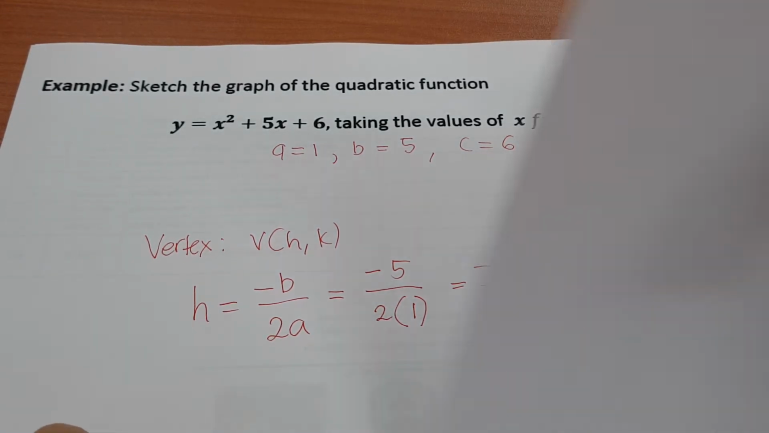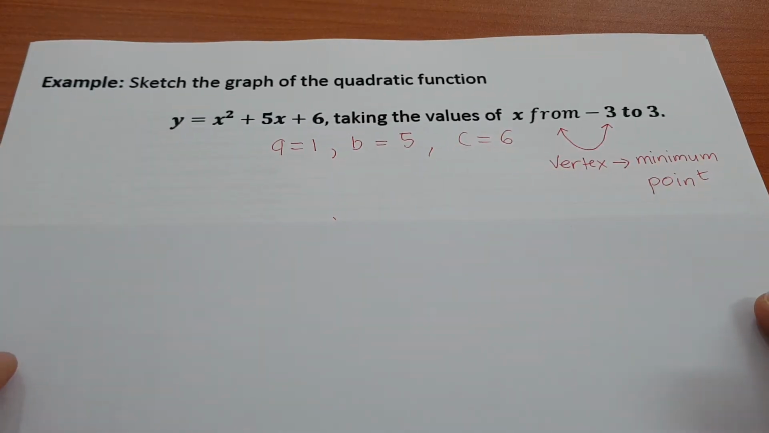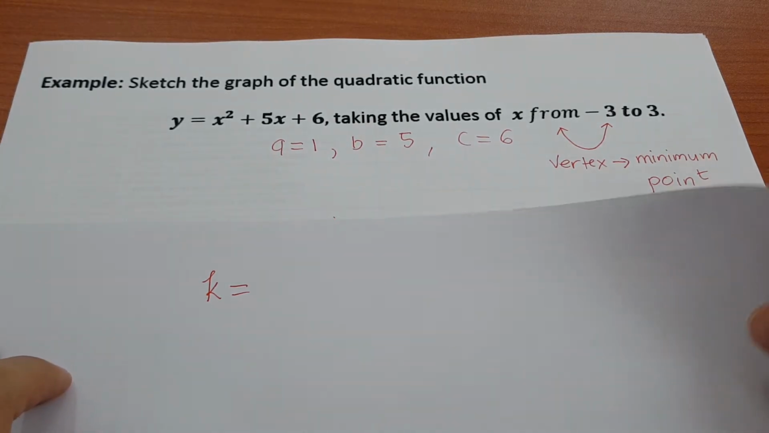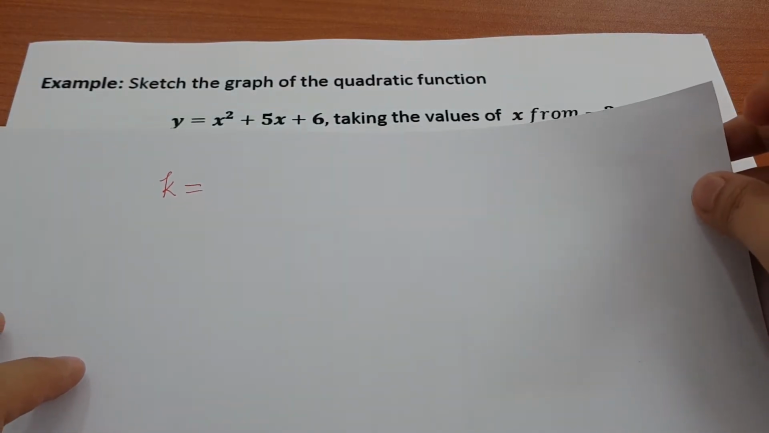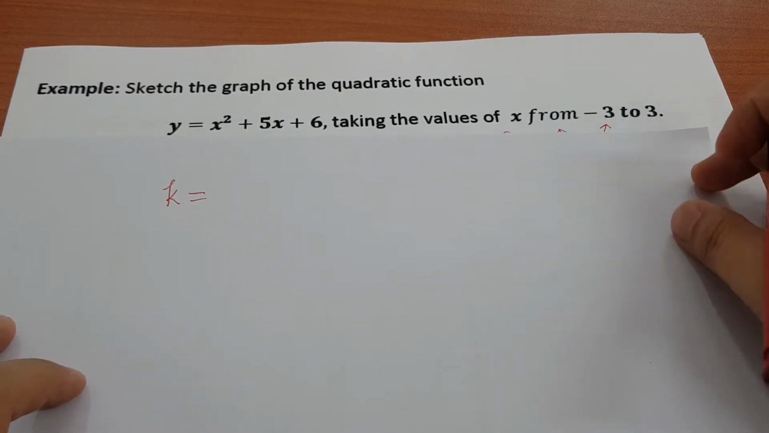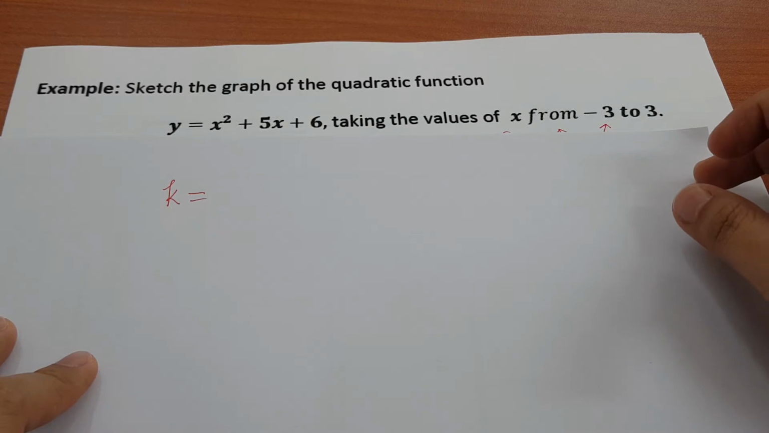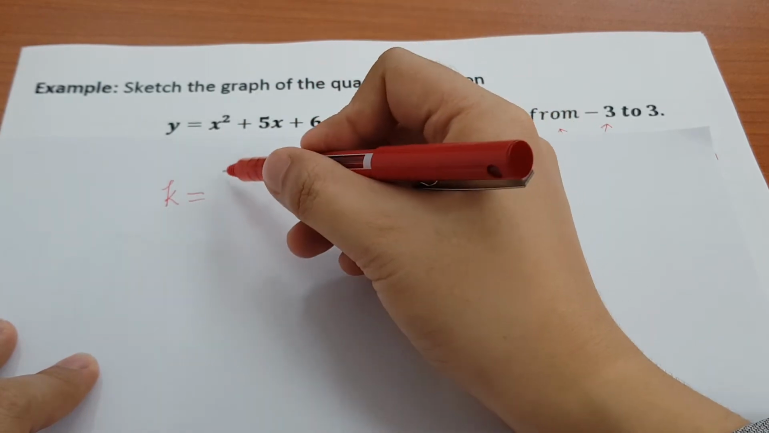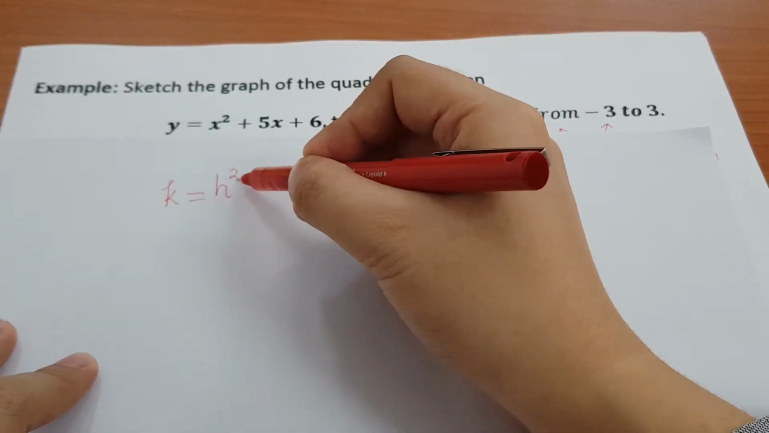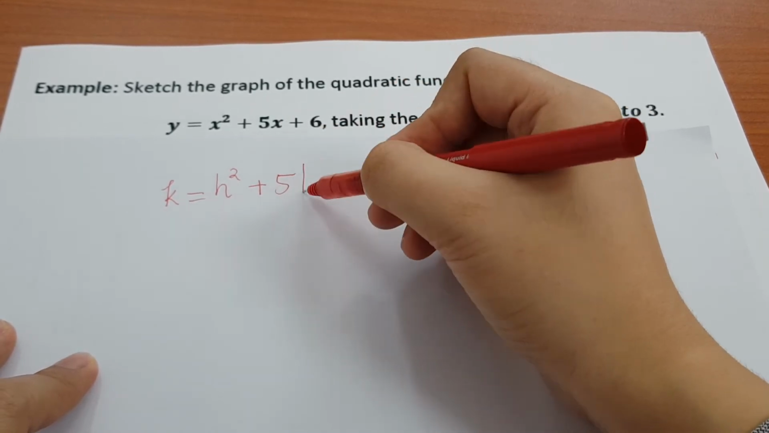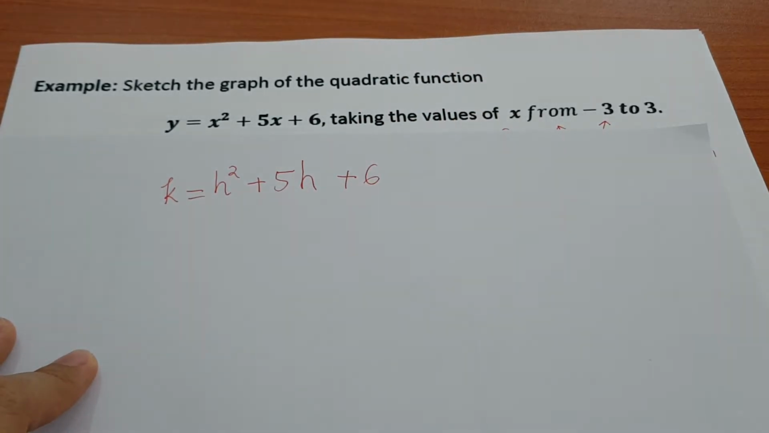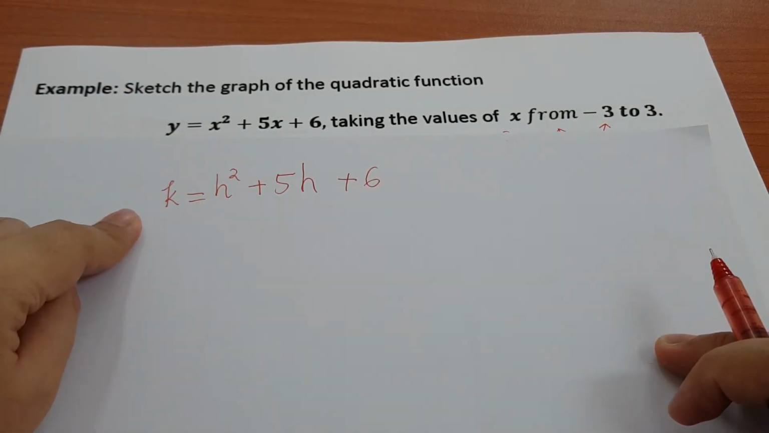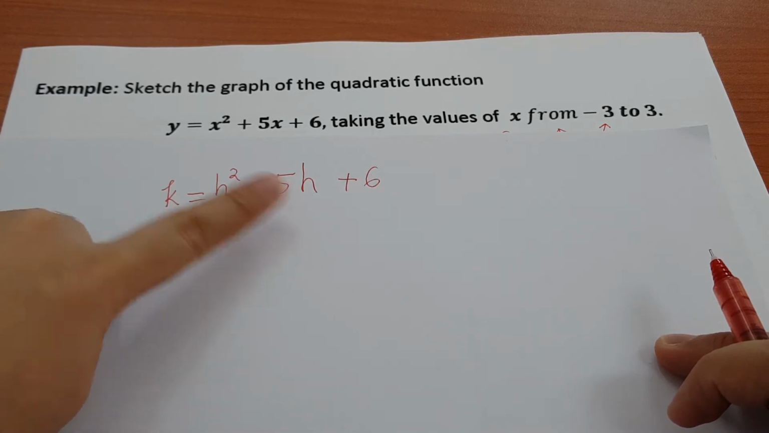Now, to solve for k, how can we identify k? As the formula says, k is your y. If you look at your given, y equals x squared plus 5x plus 6. It says in the formula that your y will be your k and your x will be your h. So this x will become h, so h squared plus 5h plus 6. This is the given: your y becomes k, your x becomes h. So k equals h squared plus 5h plus 6.